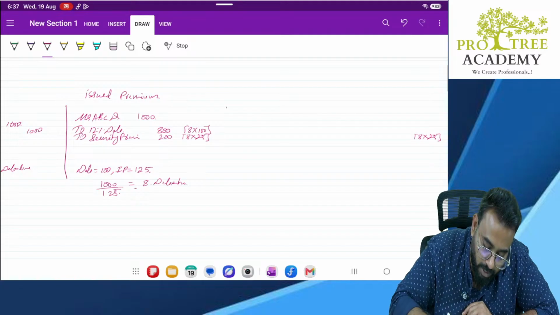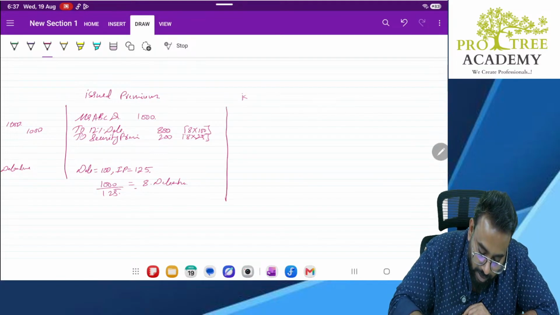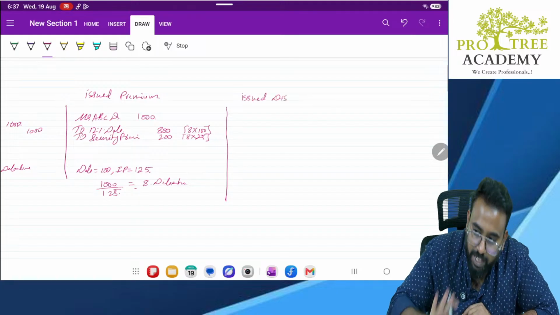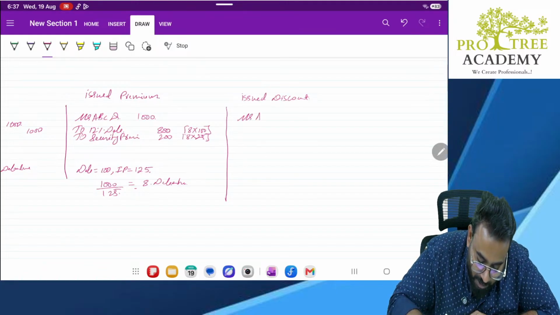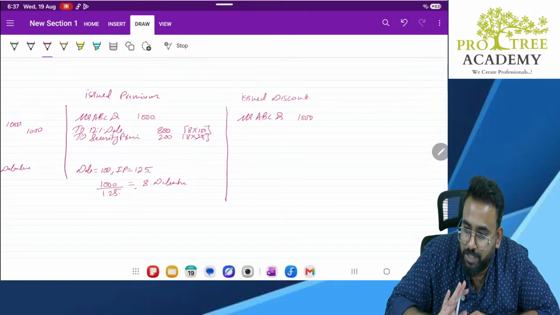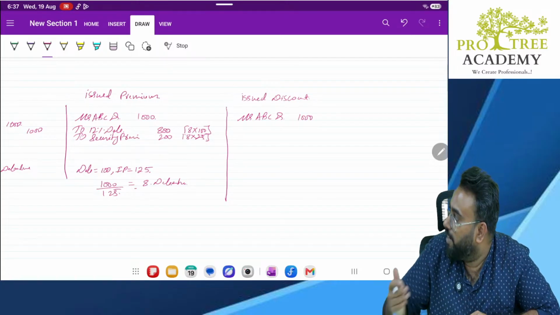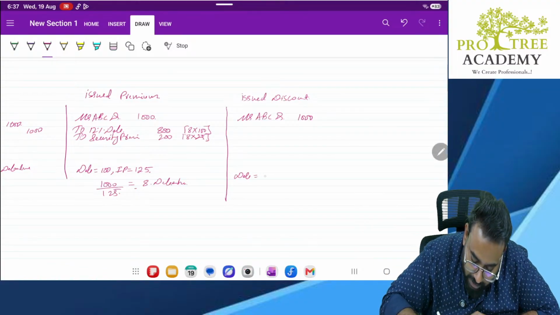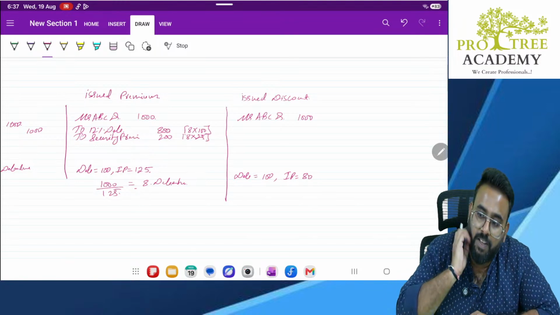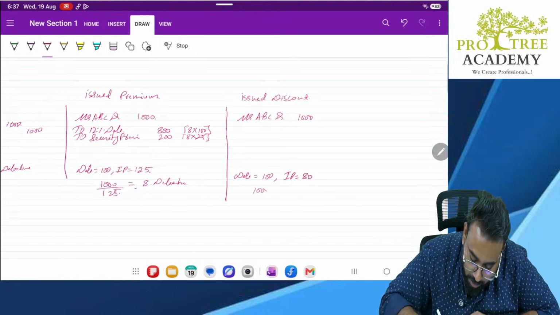Now, can we issue at discount? Yes, you can issue at discount. Who has to agree now? The company has to agree to issue at discount. Correct? So, Mr. ABC account debit 1000 only. No change here, because 1000 rupees is payable. Now what happens? Debenture is 100, issue price is say 80. Now calculate how many debentures we have to issue.